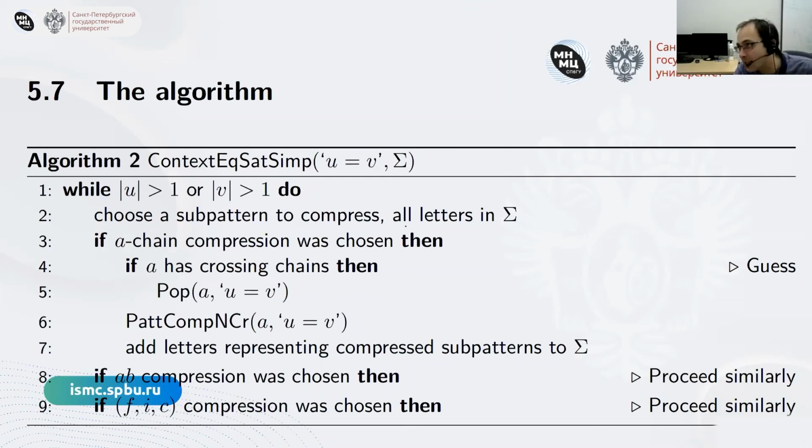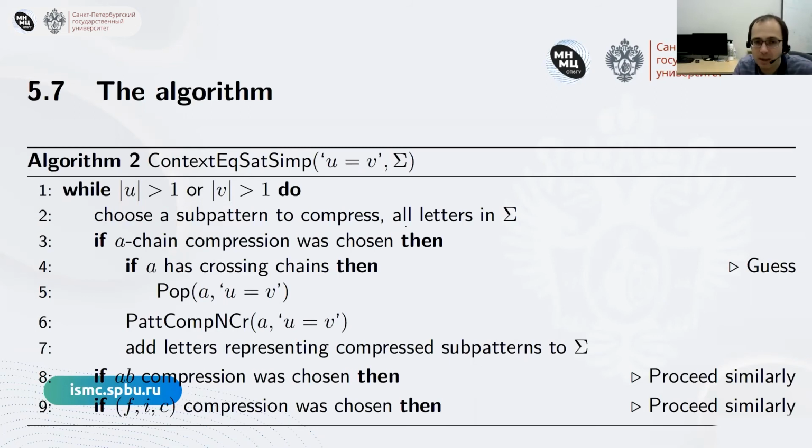Okay, this is of course again done in a non-deterministic fashion. So what we do is that we choose a subpattern, while the sides of the equation are non-trivial, meaning that they are, let's say, not of size 1. If they are of size 1, then both of them are of size 1, then this is true. This could be trivially solved.